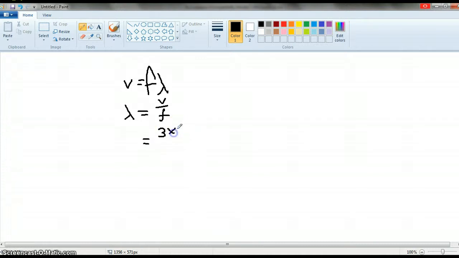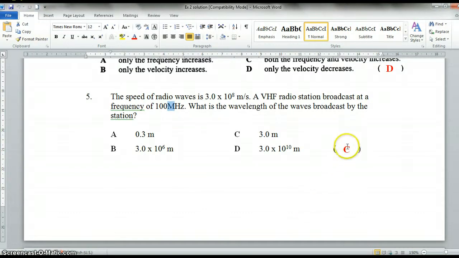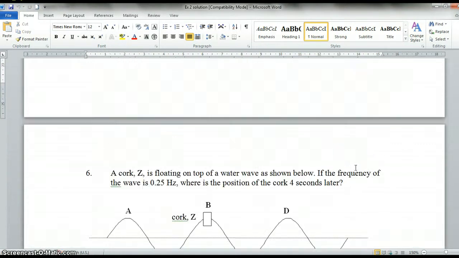Speed is 3 times 10 to the power of 8 as given, over the frequency. Frequency is 100 megahertz, so 100 times 10 to the power of 6. Check this on your calculator. You should end up with the value of C, 3 meters exactly. Move on.